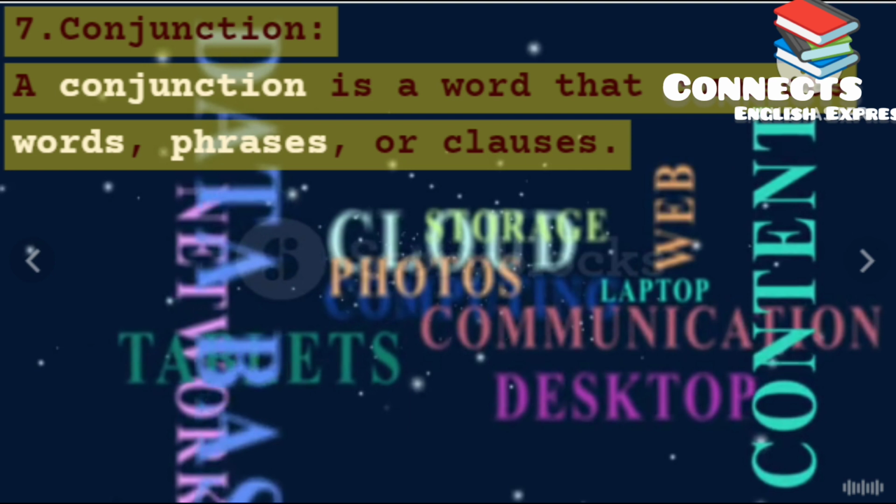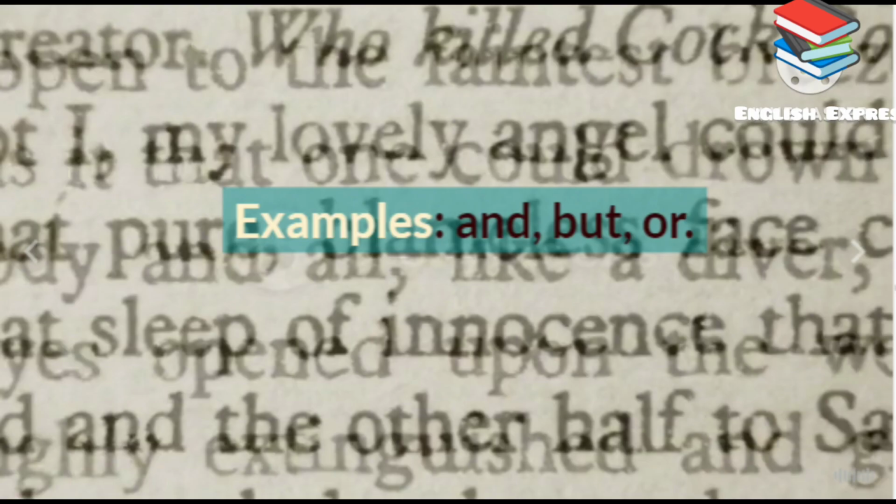Seventh one is conjunction. A conjunction is a word that connects words, phrases, or clauses. For examples, and, but, or.